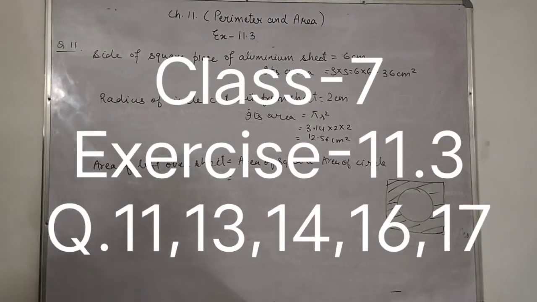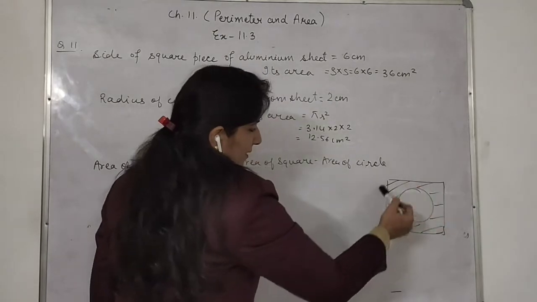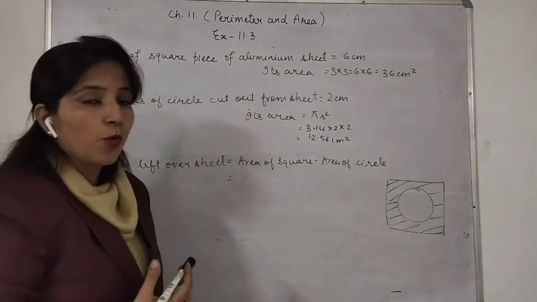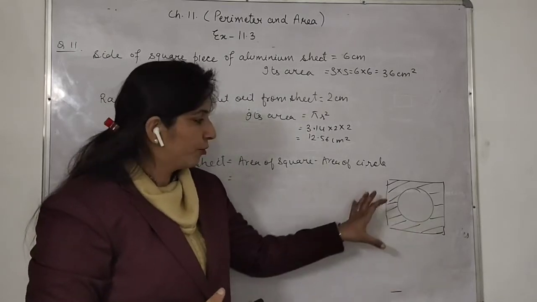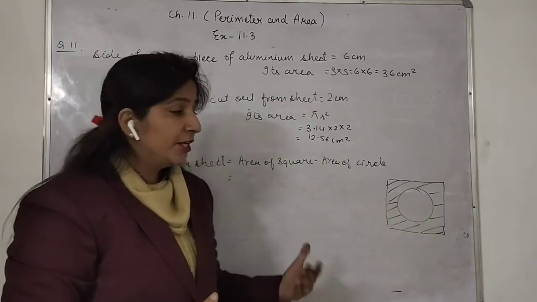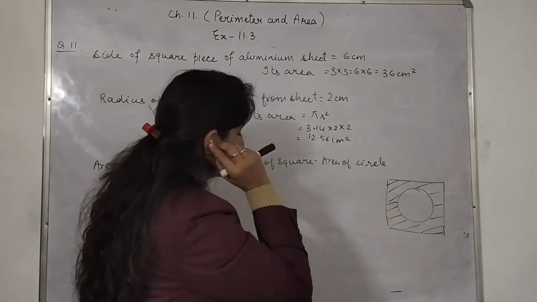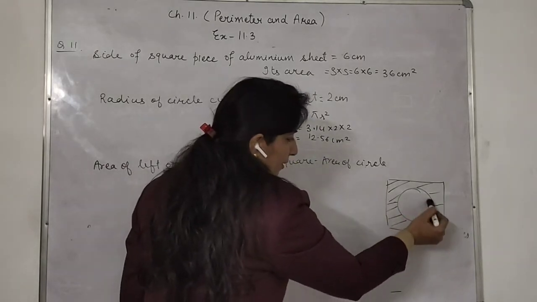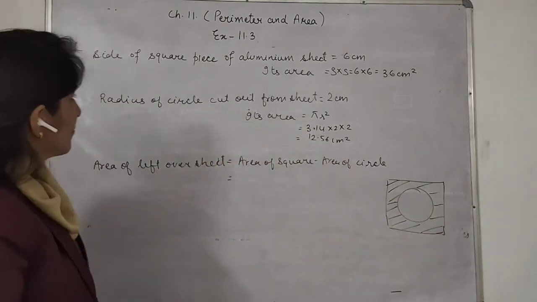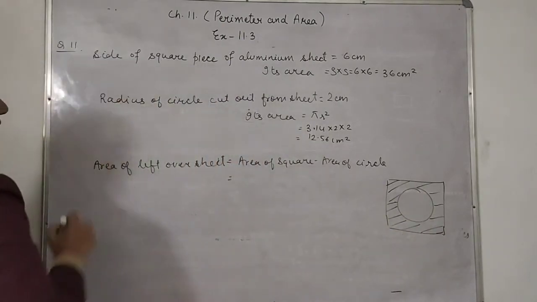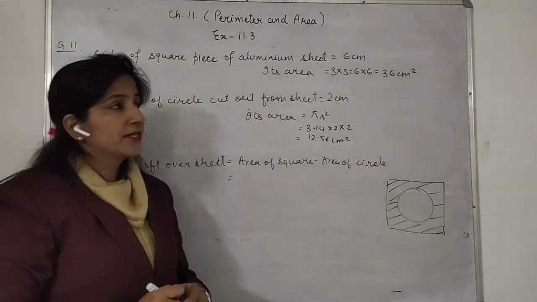Question number 11, students. In this question, it is given that there is an aluminium sheet of square form and one circle has been cut out from this aluminium sheet, and we need to tell the area of the remaining portion after removing this circle, meaning this shaded portion's area we need to find out. And what is given to us? The side of the square piece of aluminium sheet is given to us, that is 6 centimeter.